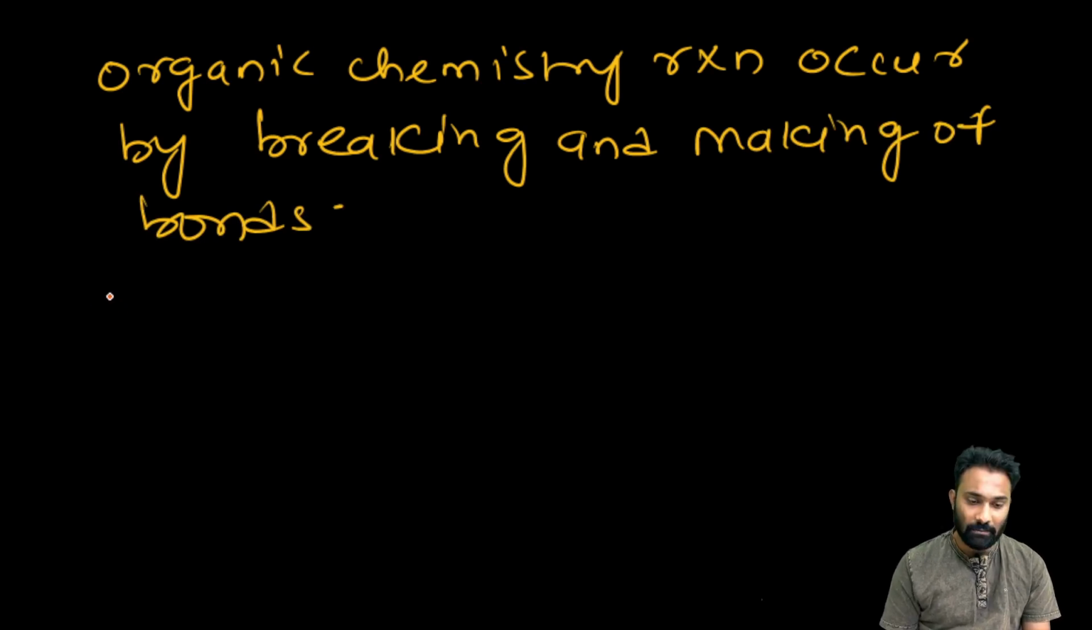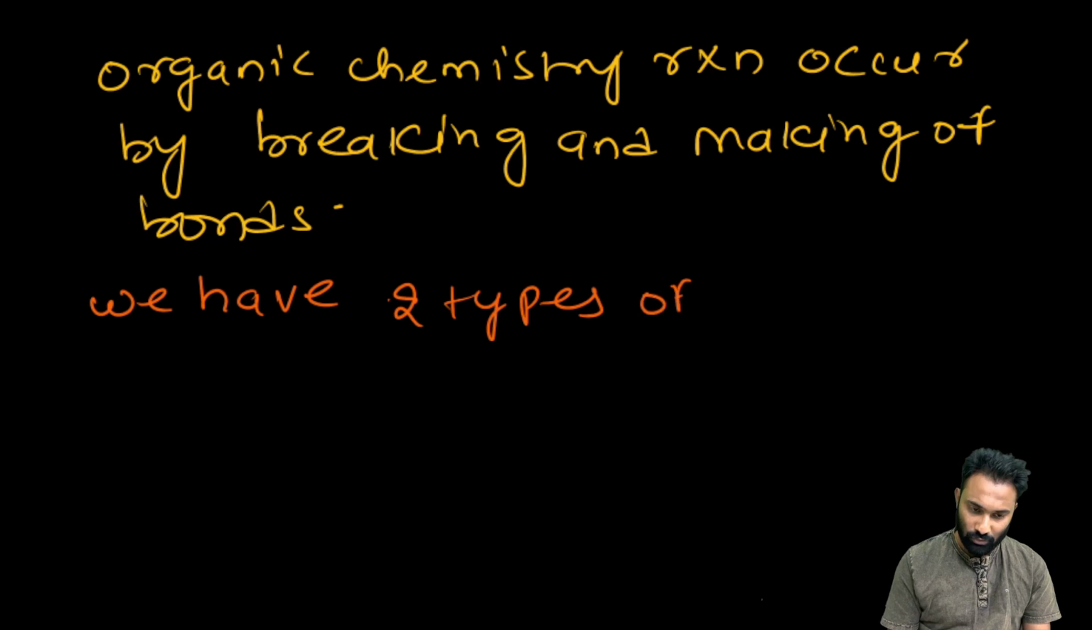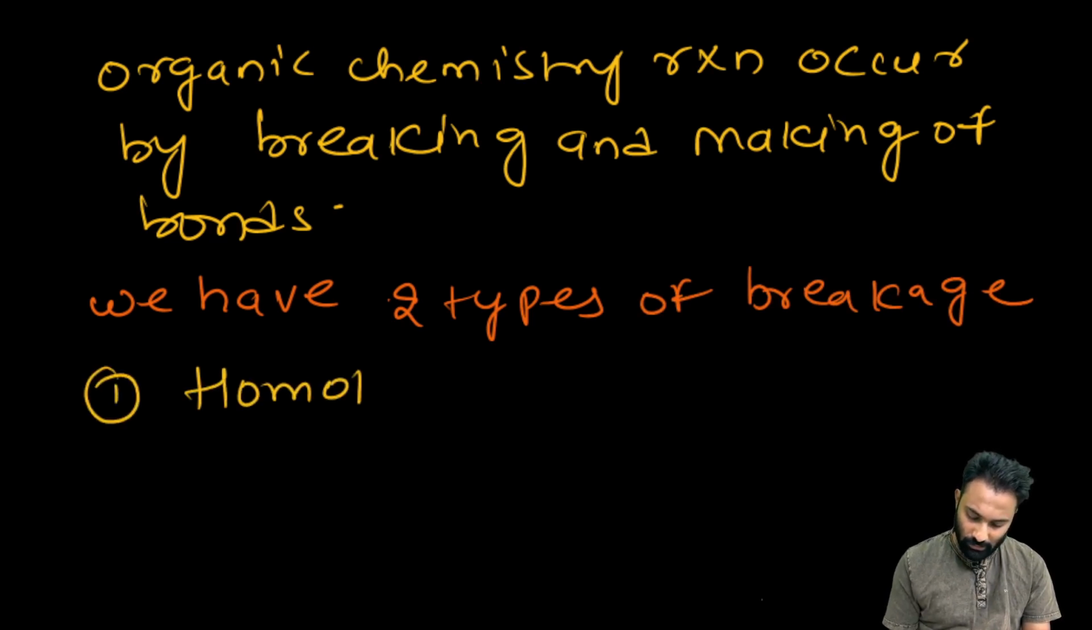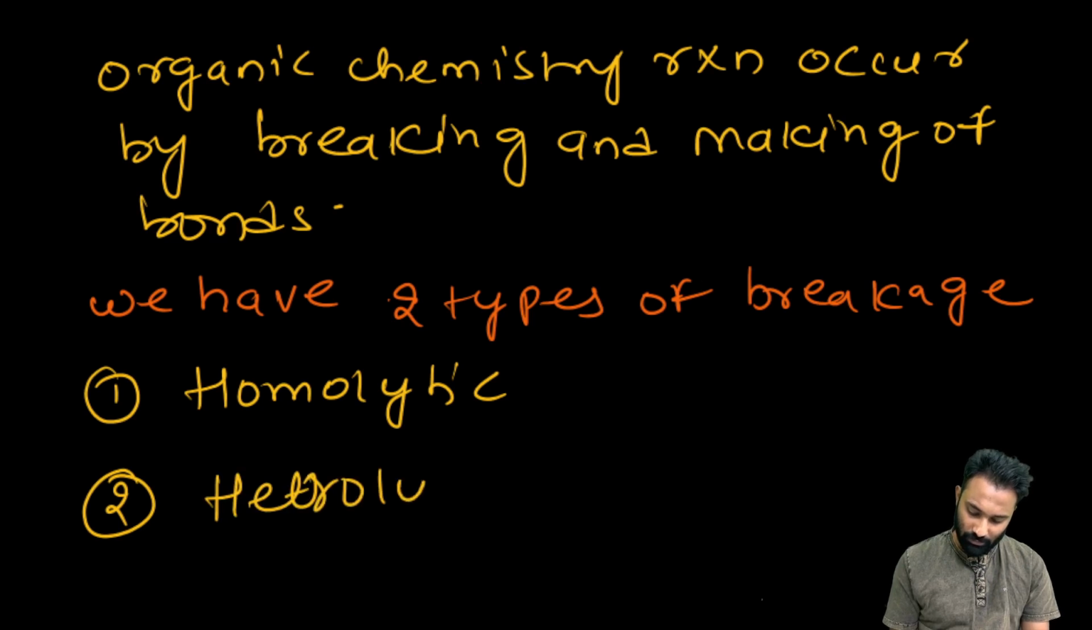Clear? Here we have two types of breakage. Means organic bonds can break in two ways. What are they? First one is homolytic, and the second one is heterolytic. One is homolytic, another one is which one? Heterolytic. Clear?